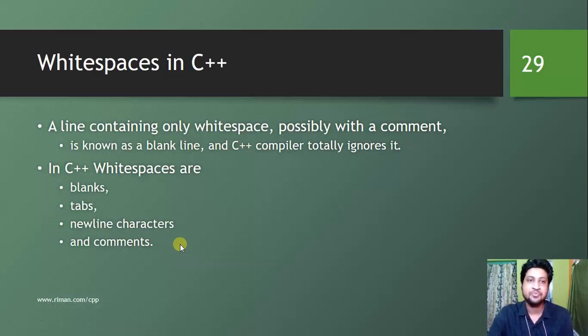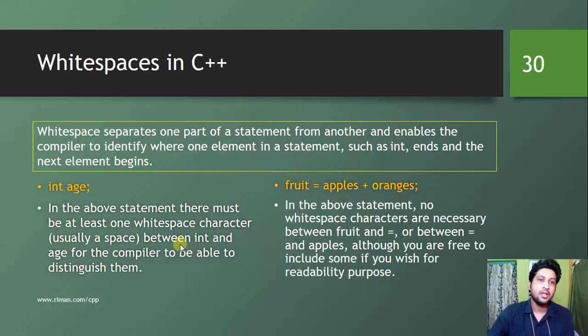But in some cases, white spaces are very important. What white space does is separate one part of a statement from another part. For example, have a look at this example: int age. I assume that you know the C programming language. You know that int is a data type, to represent integers. So this is how we can define a variable in C as well as in C++. In between int and age, we must have a white space so that it can separate these two in this statement.